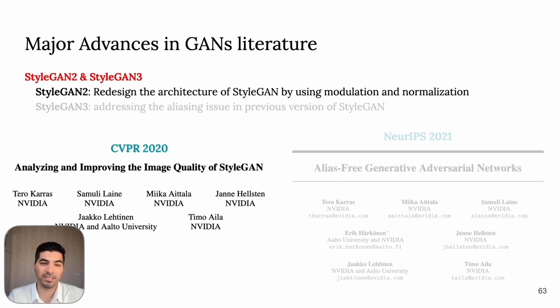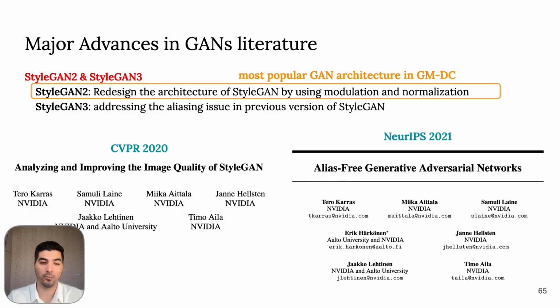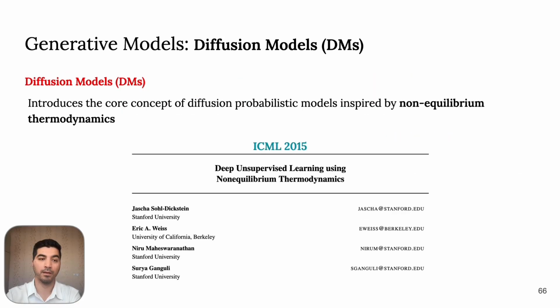After that, we have StyleGAN 2, which is a CVPR 2020 paper from the same group. And they redesigned the architecture of StyleGAN by using modulation and normalization. And they have StyleGAN 3 also, from the same group, NeurIPS 2021, and they address aliasing in this paper. Based on what we see in the literature, StyleGAN 2 is the most popular GAN for generative modeling under data constraints. The final generative model we are going to discuss is the diffusion model.